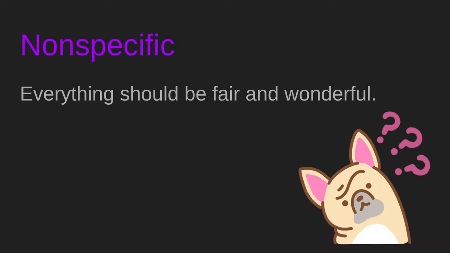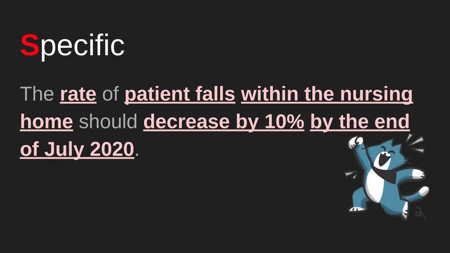Take a look at this goal. Sure, this is aspirational, but what does this even mean, and who defines it, and how is it defined? Contrast that with this goal. This comes across as less vague and generic, and hopefully it makes sense to anyone who reads it.